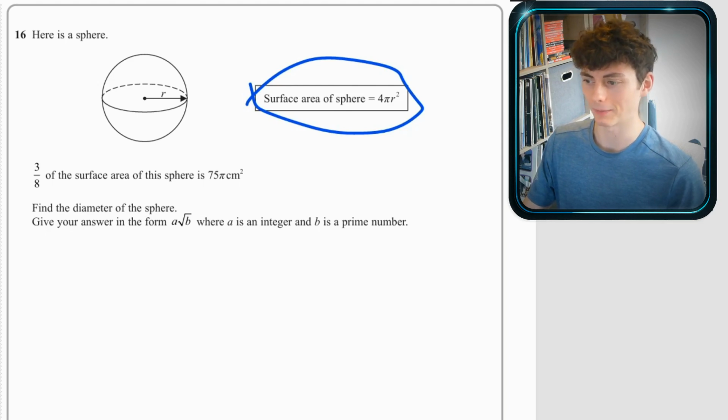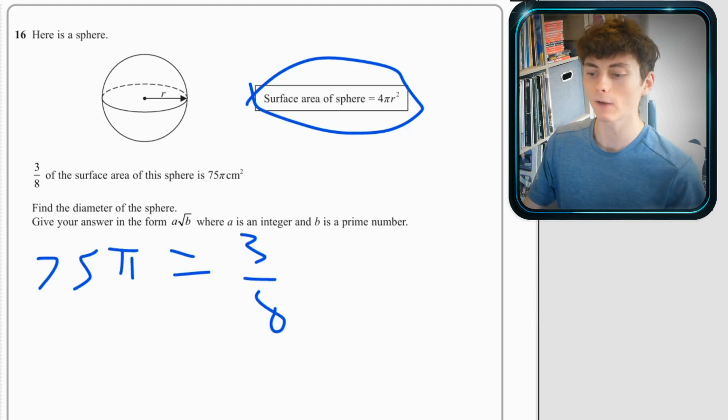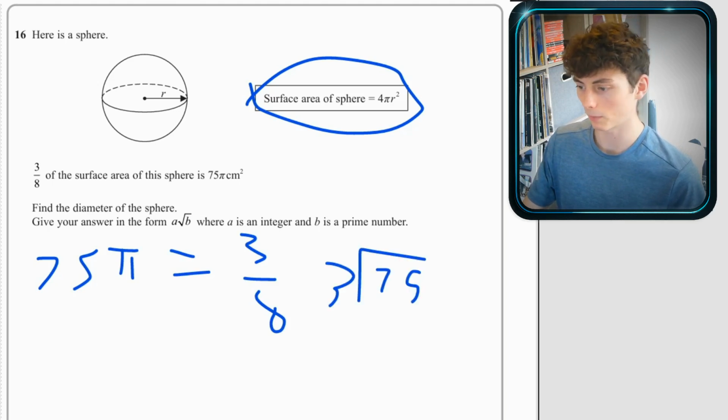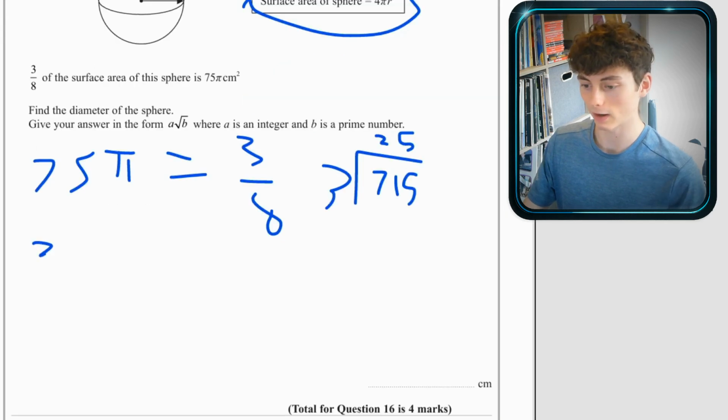And we need to find the diameter. So the diameter is obviously double the radius. So 75 pi equals 3/8. What I think we should do here is divide the 75 pi by 3. So we shove it in a bus stop method, and that gives us 25. Okay, so 25 pi is therefore 1/8. So we do 25 multiplied by 8 to find what 8/8 of it is. So we do 25 times 8, that gives us 200. So that tells us that the surface area is 200 pi.